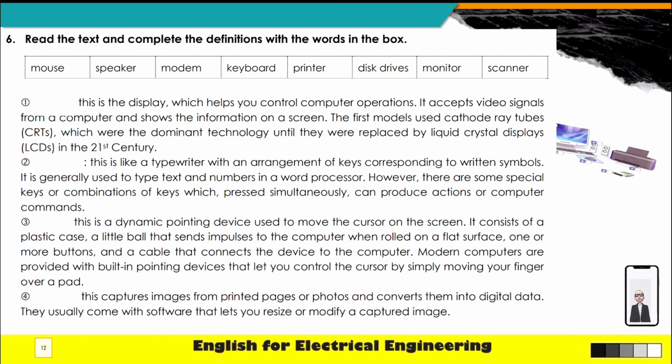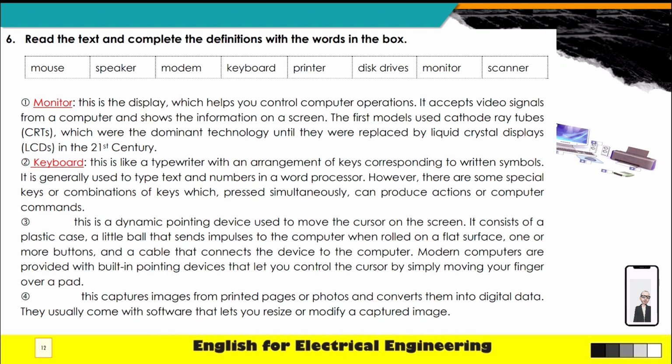The first models used cathode ray tubes, CRTs, which were dominant technology until they were replaced by liquid crystal displays, or LCDs, in the 21st century. So would this be mouse, speaker, modem, keyboard, printer, disk drive, monitor, or scanner? This number one here will be monitor. Number two, this is like a typewriter with an arrangement of keys, and I should just stop here and say, yes, keyboard.